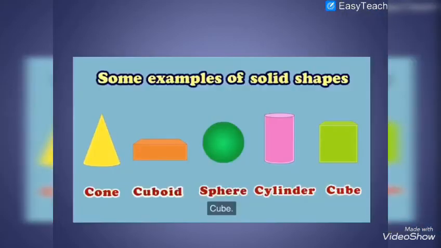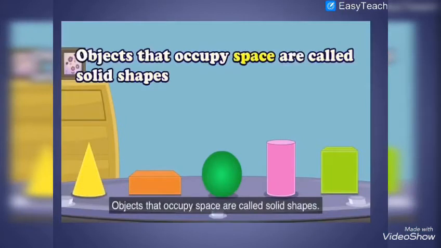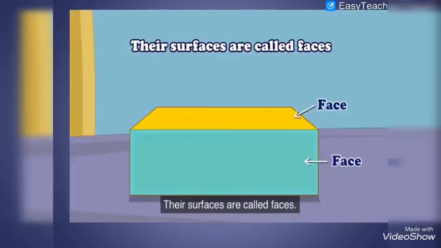Now, these are some examples of solid shapes: cone, cuboid, sphere, cylinder, and cube. These are the objects that occupy space, and they are called solid shapes. See here, objects that occupy space are called solid shapes.